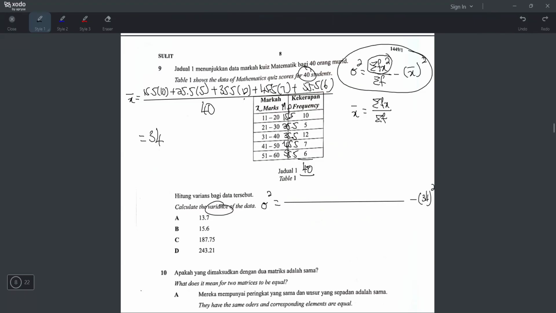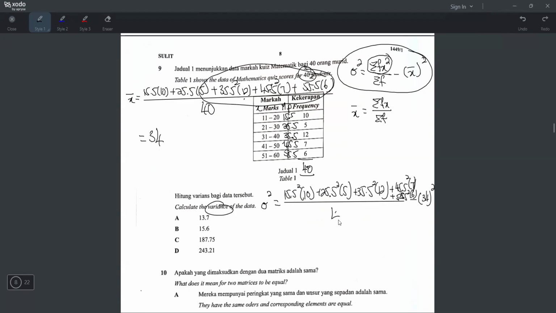So the first x midpoint will be 15.5, but you have to square it first. Then only times the frequency 10, and then do the same for the next one, 25.5 square times 5, and so on. And then later you will plus everything, right? The next one is 35.5 square times 12, or you can just copy from here. It's the same thing. Just put a square on the midpoint. And then the next one is plus 45.5 square times 7. And then the last one is 55.5 square times 6, right?